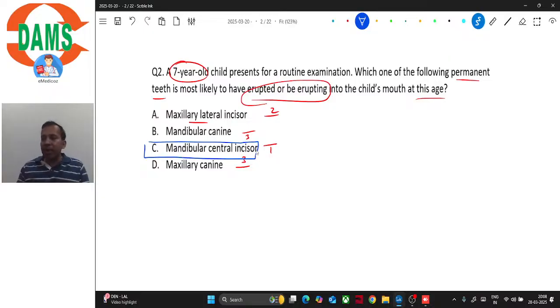Right? So option A, yes, very good. Option A is the correct answer. So mandibular central incisor erupts at the age of about 7 years. Whereas maxillary lateral incisor, it would erupt at an age of about 9 or 10 years, isn't it? And mandibular canine, again 9 to 11 years of age, right? Maxillary canine, this is the last anterior tooth to erupt, isn't it?